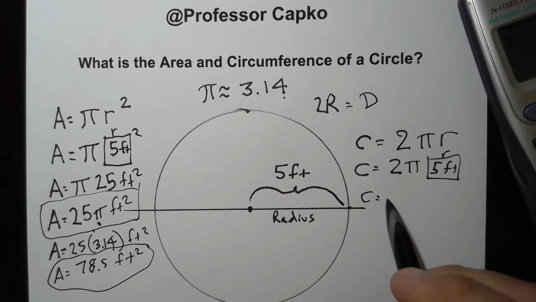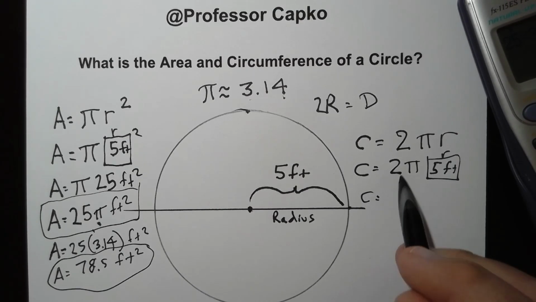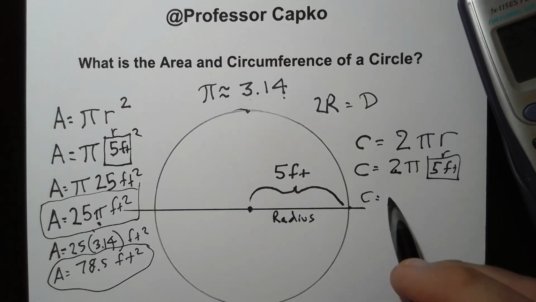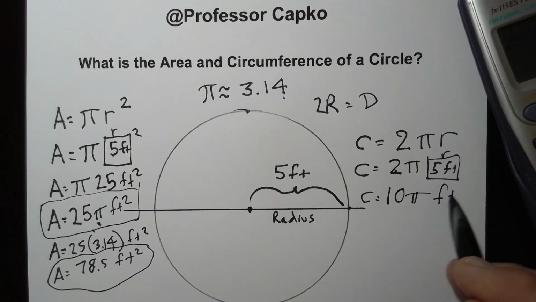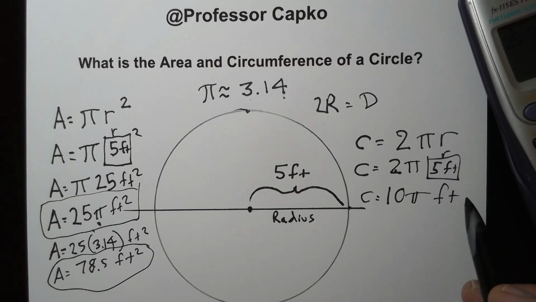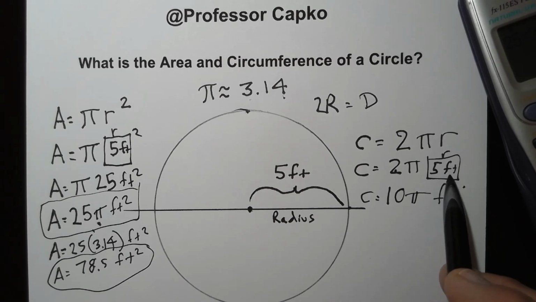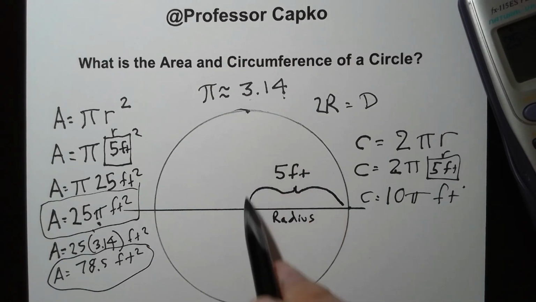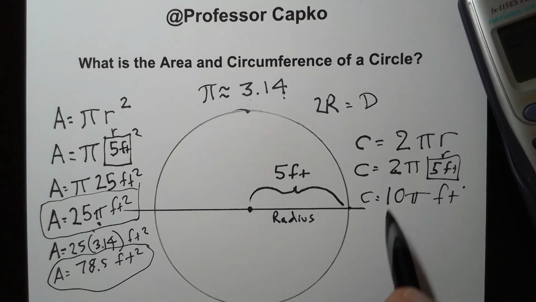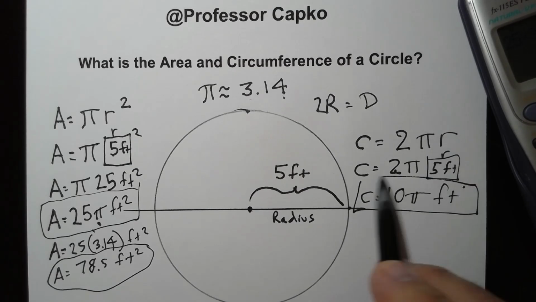So our circumference is, we can go ahead and multiply the 2 times the 5. 2 times 5 is 10, and it's still multiplied by pi. This, notice, is not squared because we haven't squared it. We just have feet, which is a linear distance. So we're just saying we walked around 10 pi feet is our distance. This is the exact circumference.